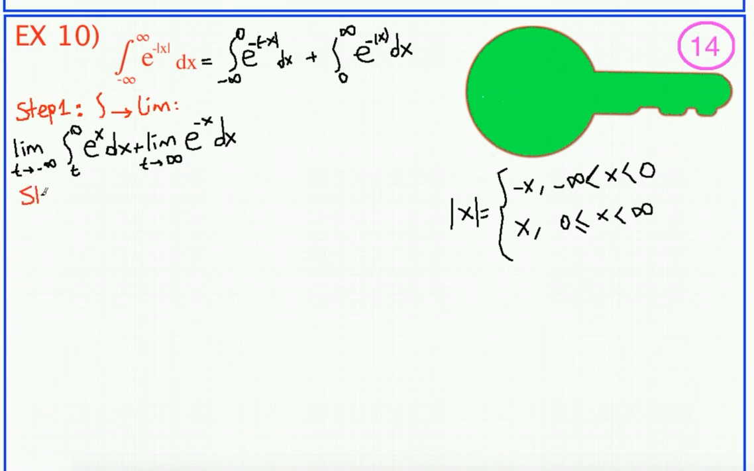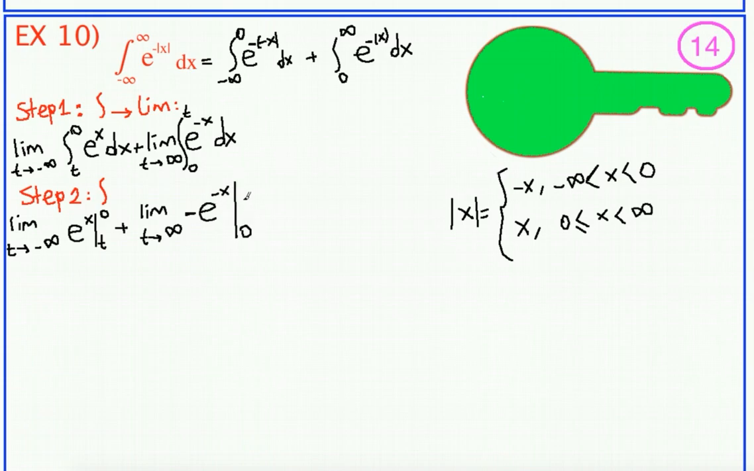Let's go to step 2. Step 2 is to calculate the integral. Limit as t is approaching negative infinity. What is the antiderivative of e to the x? It is e to the x again, evaluated from t to 0. Plus, our second integral will be the limit as t is approaching positive infinity. We have the integral sign here, we forgot, from 0 to t. What is the antiderivative of e to the negative x? It's going to be negative e to the negative x, evaluated from 0 to t.